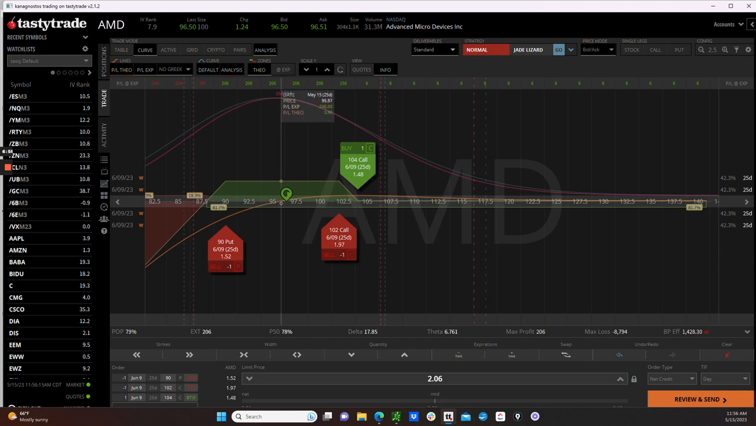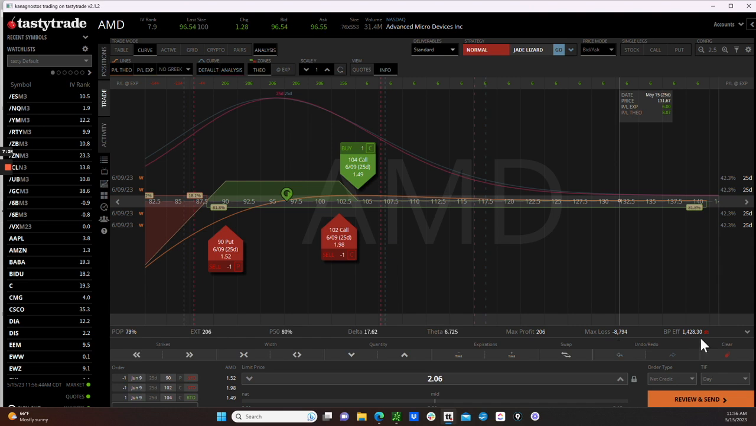So now let's take a quick look at the other elements of this trade idea. Obviously, it's a bullish trade. You have 17.62 long deltas, and you pick up approximately $6.73 in daily theta. Max profit is 206. Max loss is $8,794, which is if AMD goes to zero, which is very unlikely.